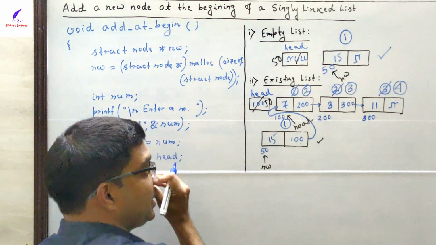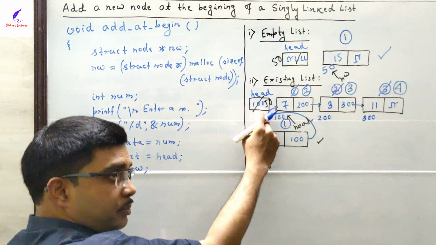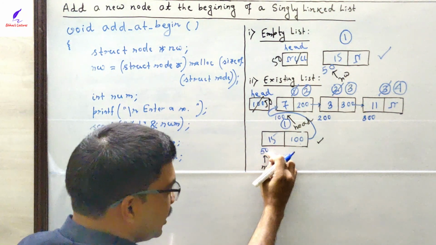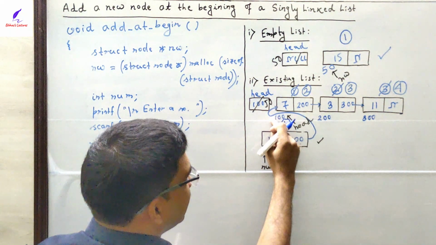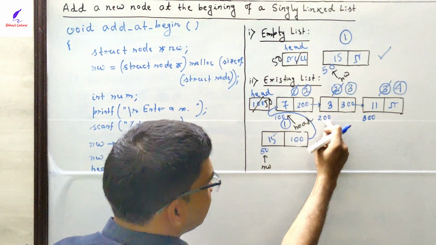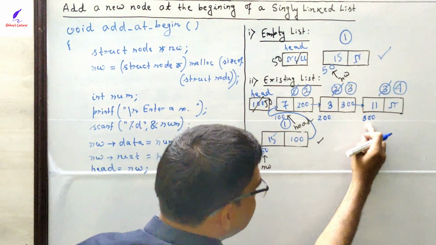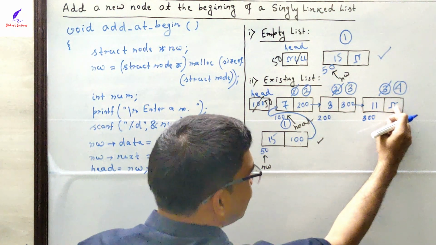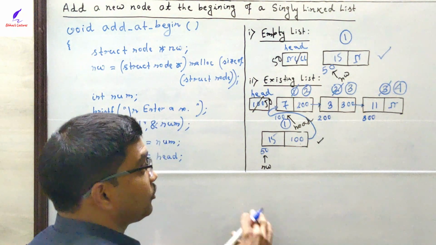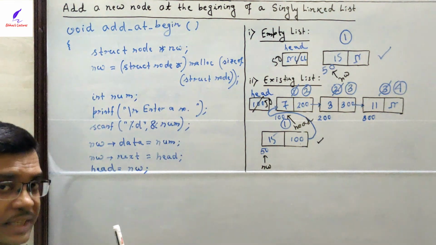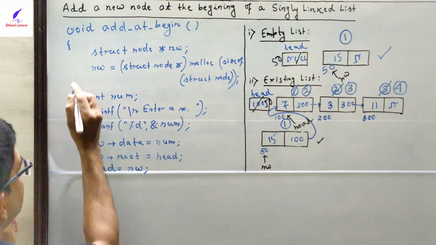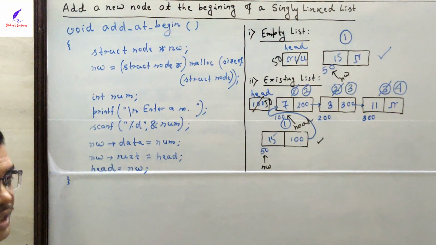And in case of an existing list, you check the current head content is 50. So this is the starting node. Now 50's next part is 100. Go to 100. 100's next part is 200, so 200 is the next node. Then 200's next part is 300, and 300 is the last node, since its next part contains null. So after writing this code, we have also checked the figure, and the figure is saying that our code is correct. So that is the end of the add begin function.